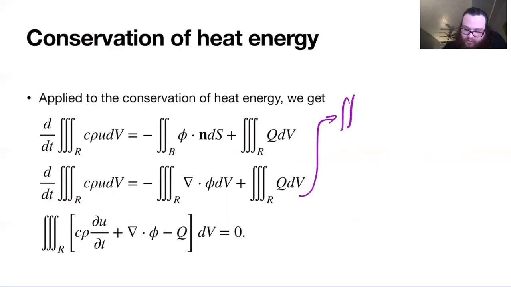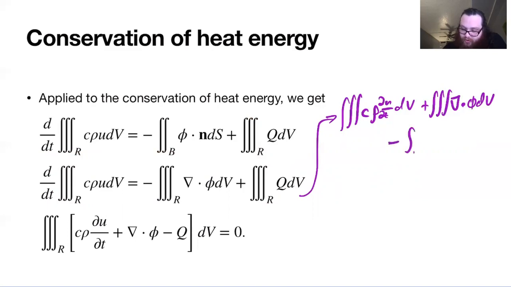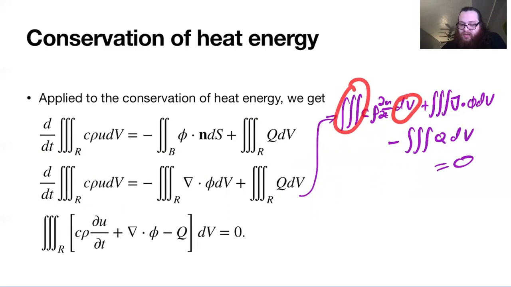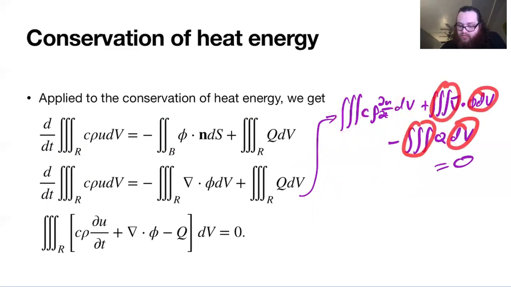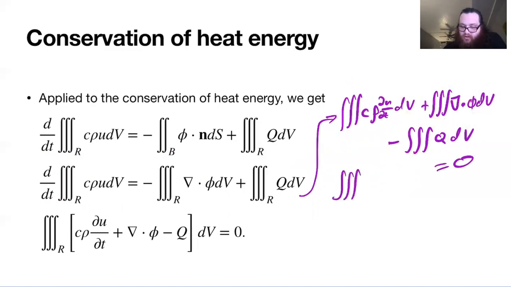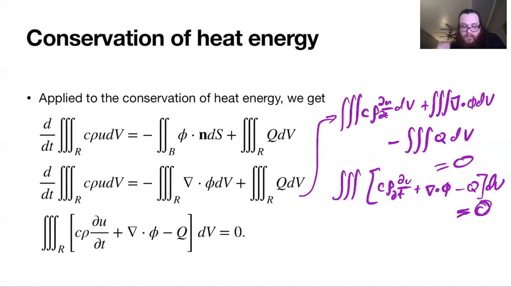The intermediate step is: triple integral of c rho du/dt dV, plus triple integral of the divergence of phi dV, minus triple integral of q dV, all of this equal to 0. But we have the same integral and the same bounds, so we can combine all three of these integrals into one integral. That gives us the integral of c rho du/dt plus divergence of phi minus q, with respect to V, all equal to 0. And this is what's written right there.